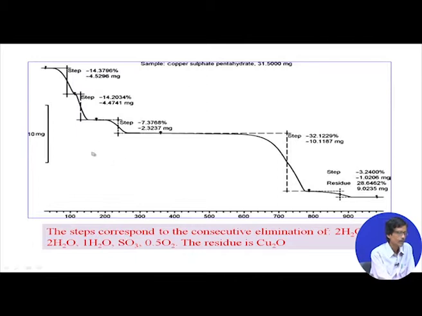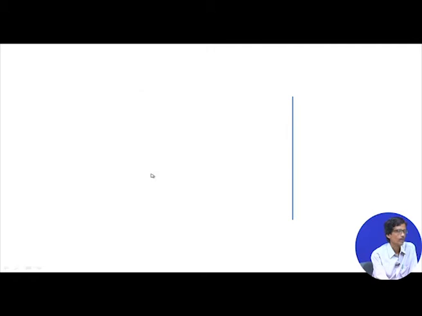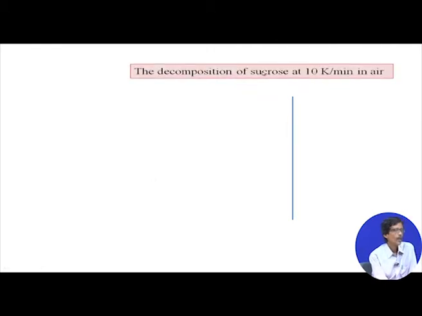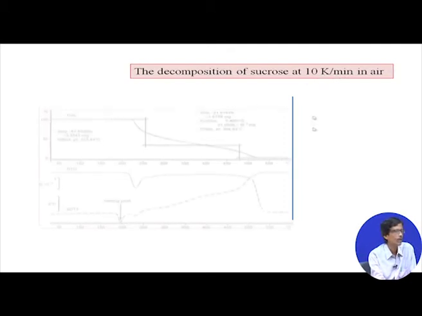So, this gives us a very good idea about the corresponding thermogravimetric analysis for identification as well as characterization of a sample which is well known to us. So, any other sample such as your food material can also be very nicely analyzed by this particular technique. So, the decomposition of your sucrose sample at 10 Kelvin per minute in air will give rise to a plot like this.